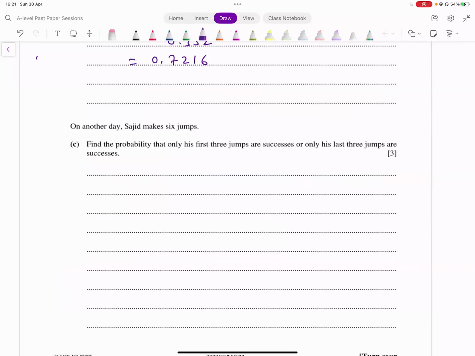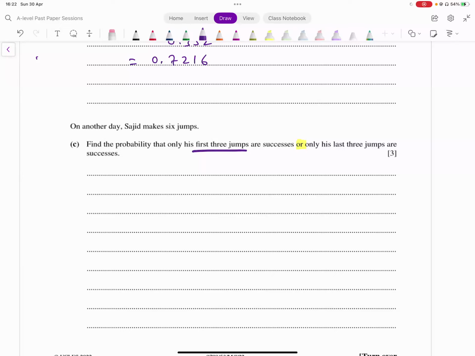It says, on another day, Sajid makes 6 jumps. Find the probability that only his first 3 jumps are successes or only his last 3 jumps are successes. There's an or between the two cases. Only his first 3 jumps are successes or only his last 3 jumps are successes.